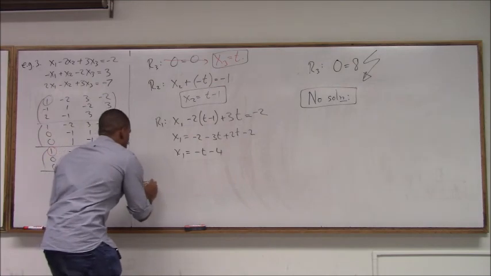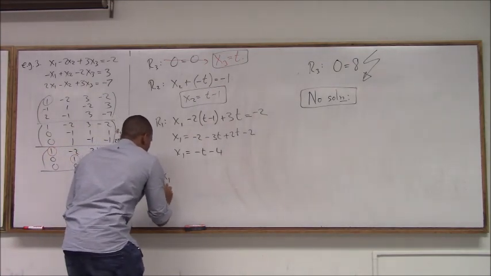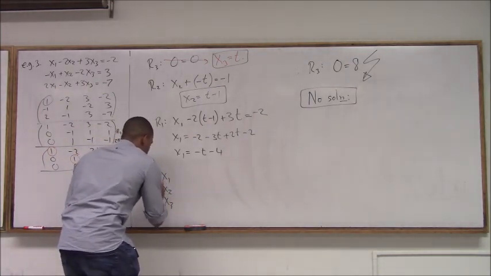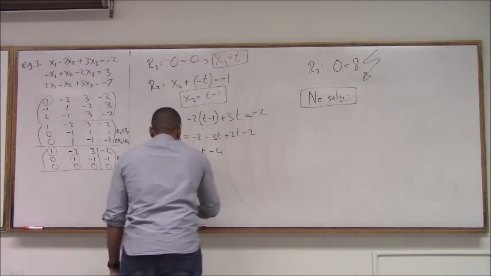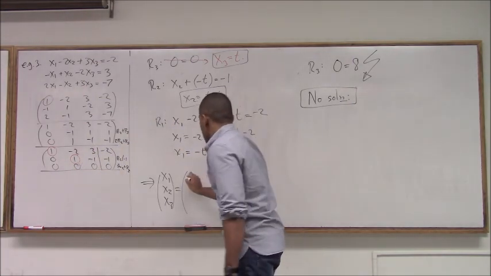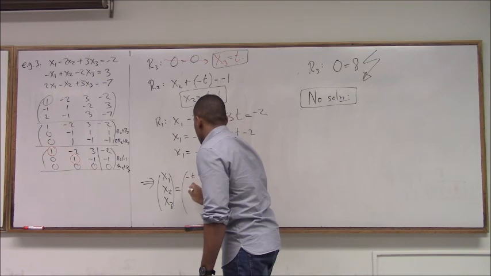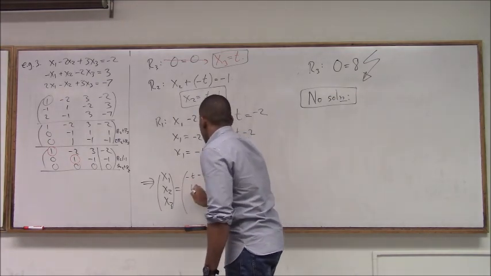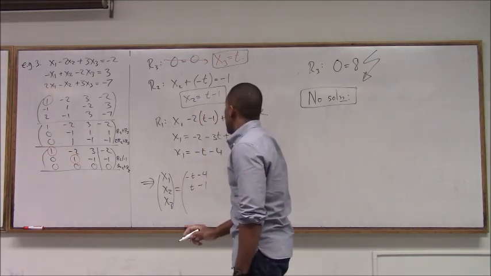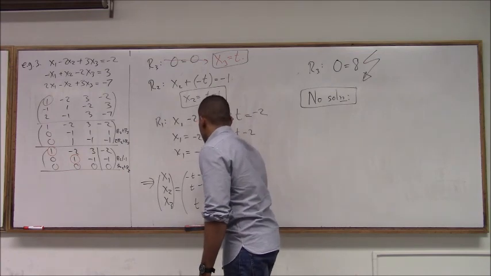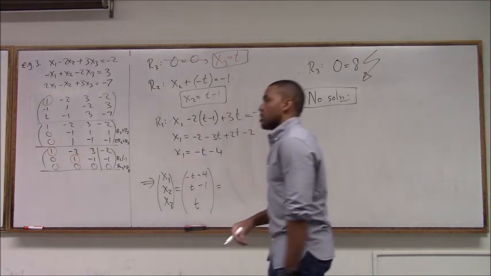And so now I can write my solution as the following. x1, x2, x3 is equal to: my x1 is minus t minus 4, my x2 is actually t minus 1, my x3 is actually just t. So that's just many solutions.